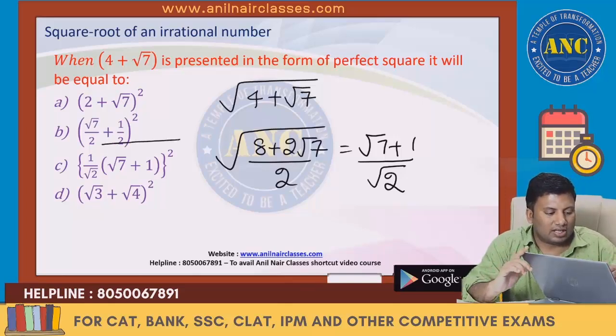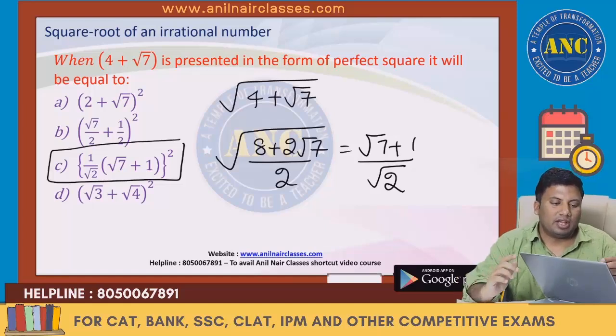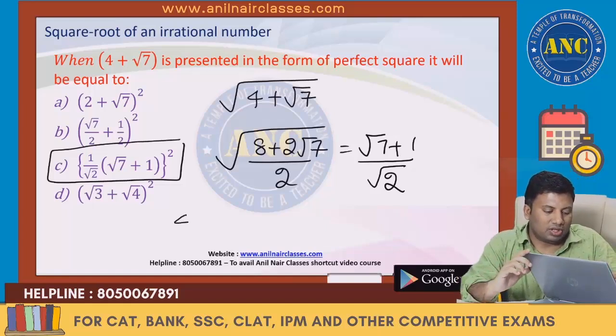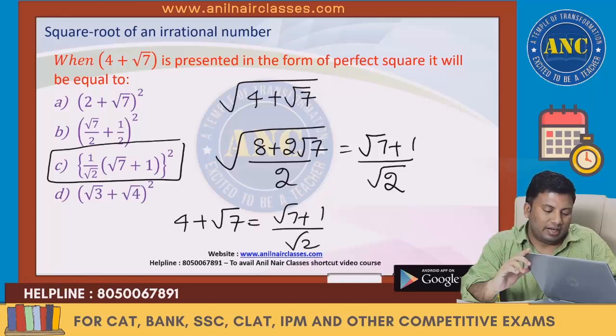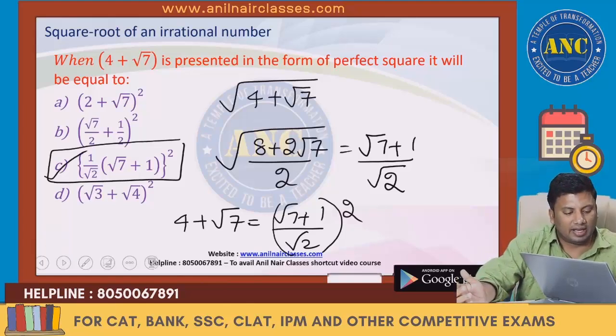(√7+1)/√2, so the answer is in the form of a square. I did the square, so if I remove the square root, 4+√7 is nothing but ((√7+1)/√2) whole squared. The answer is this one. I hope the idea is clear.